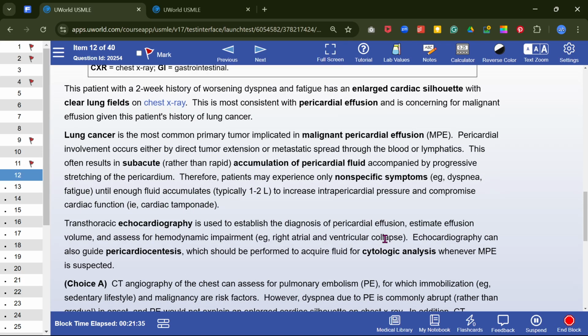Transthoracic echocardiography is used to establish the diagnosis of the pericardial effusion, estimate effusion volume, and assess for hemodynamic impairment, such as right atrial and ventricular collapse. Echocardiography can also guide pericardiocentesis, which should be performed to acquire fluid for cytologic analysis whenever malignant pericardial effusion is suspected. Got it?